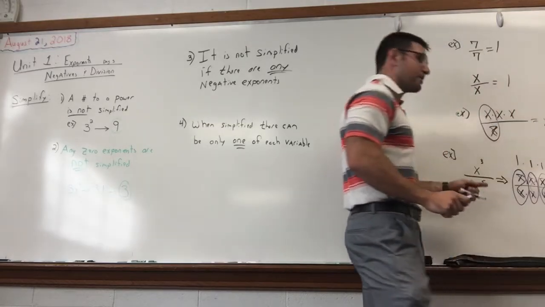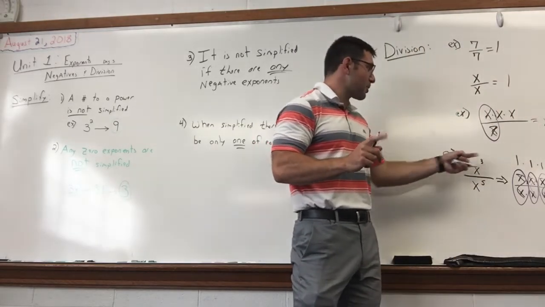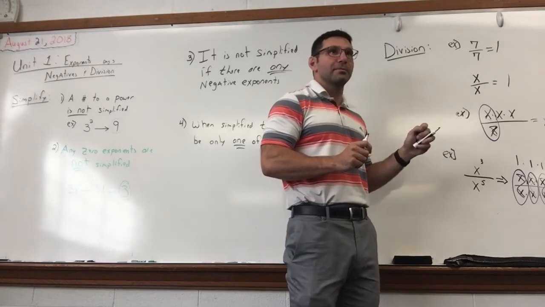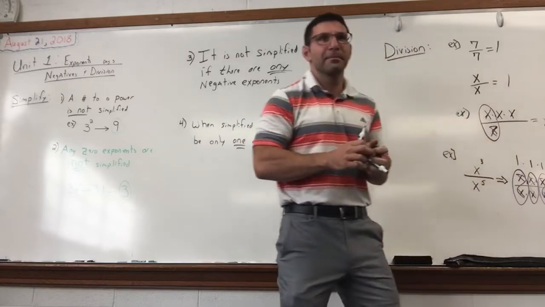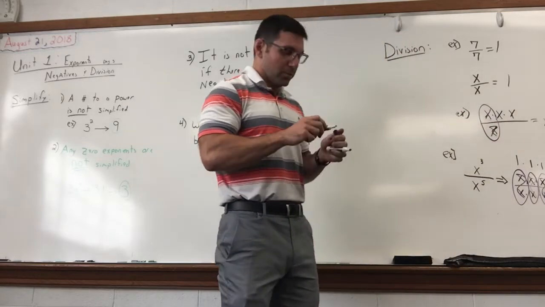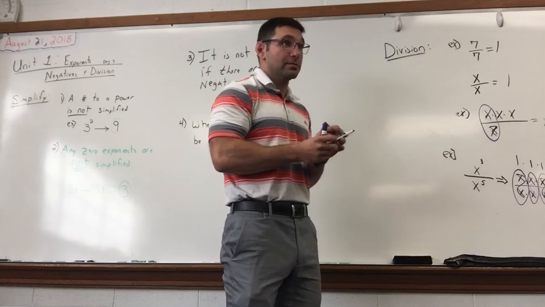Oh my goodness. Wait a minute. Let's take a look. I had x to the third in the top. I had x to the fifth in the bottom. And we got 1 over x to the second. Yes, ma'am? It wouldn't be negative. That's the answer right there, sir.